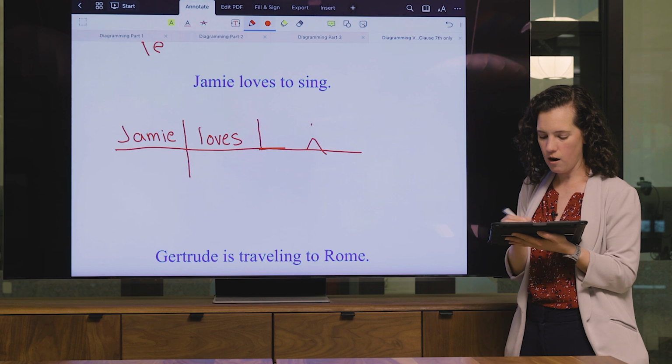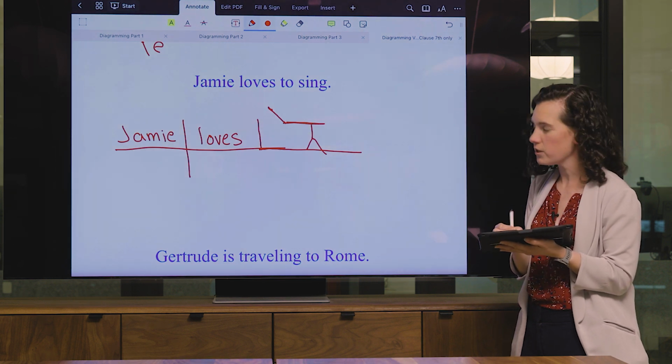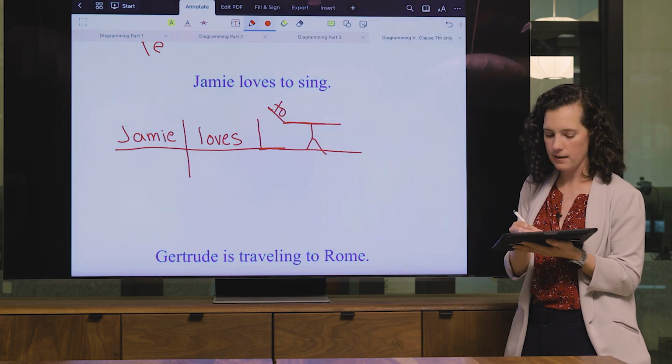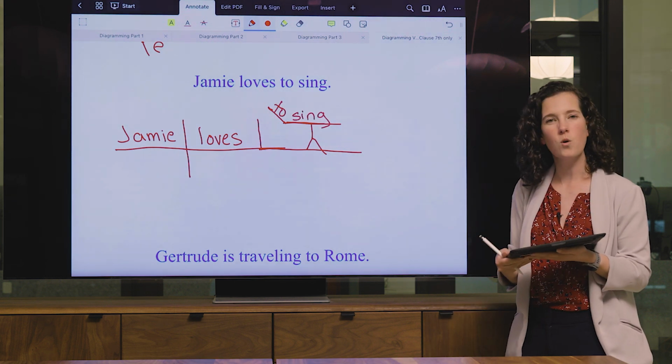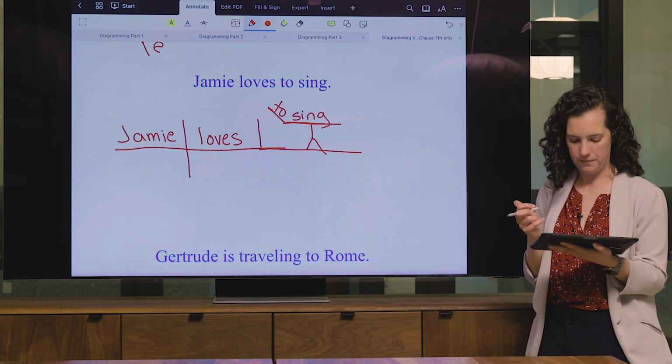So we draw our stilt shape. For infinitives, we do that shape that looks similar to a prepositional phrase with to on the slanted line and sing on the horizontal line. And that would be the entire sentence.